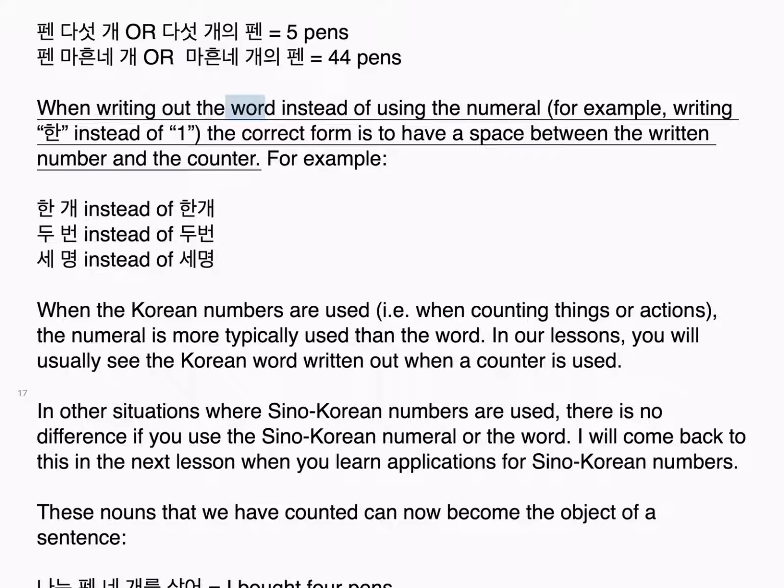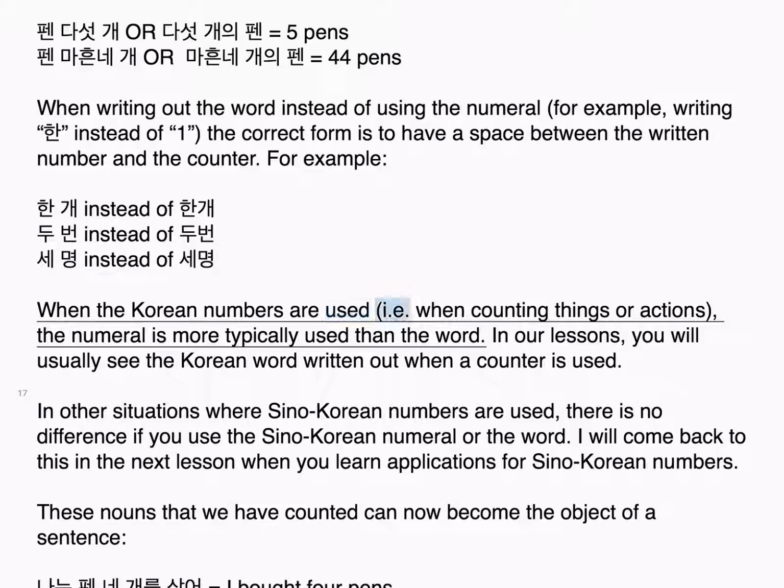펜 44개, or 44개의 펜, 44 pens. When writing out the word instead of using the numeral, for example, writing 한 instead of 1, the correct form is to have a space between the written number and the counter. For example, 한 개, instead of 한개; 두 번, instead of 두번; 세 명, instead of 세명. When the Korean numbers are used, that is when counting things or actions, the numeral is more typically used than the word. In our lessons, you will usually see the Korean word written out when a counter is used. In other situations where Sino-Korean numbers are used, there is no difference if you use the Sino-Korean numeral or the word. I will come back to this in the next lesson when you learn applications for Sino-Korean numbers.